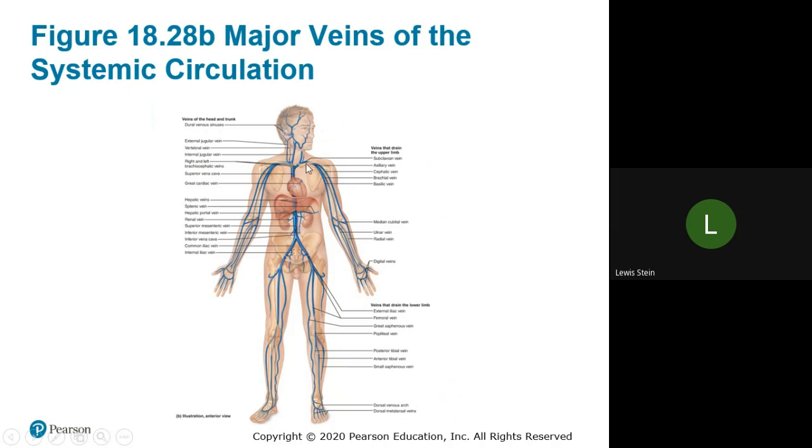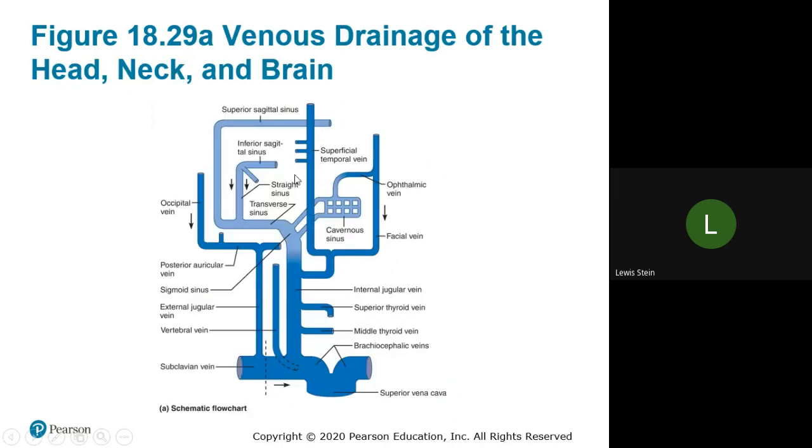They actually have brachiocephalic veins when they join with the jugular veins coming from the head. And those two brachiocephalic veins come together and form a superior vena cava.